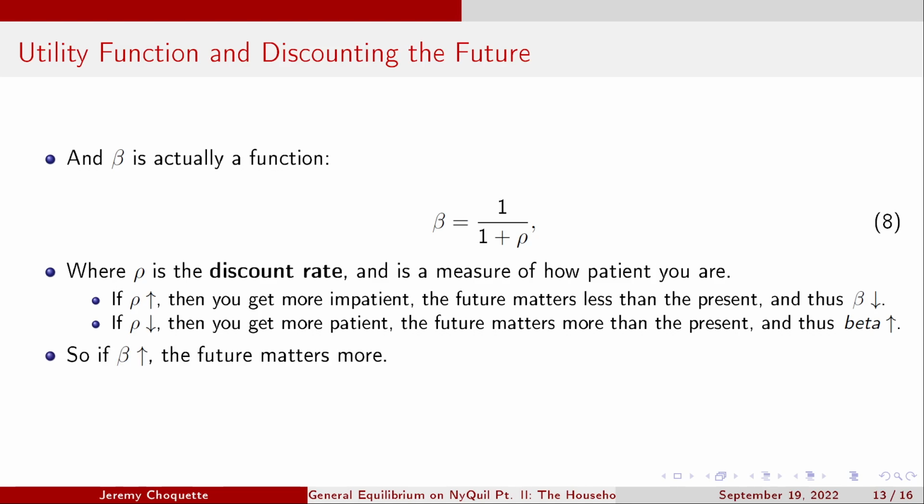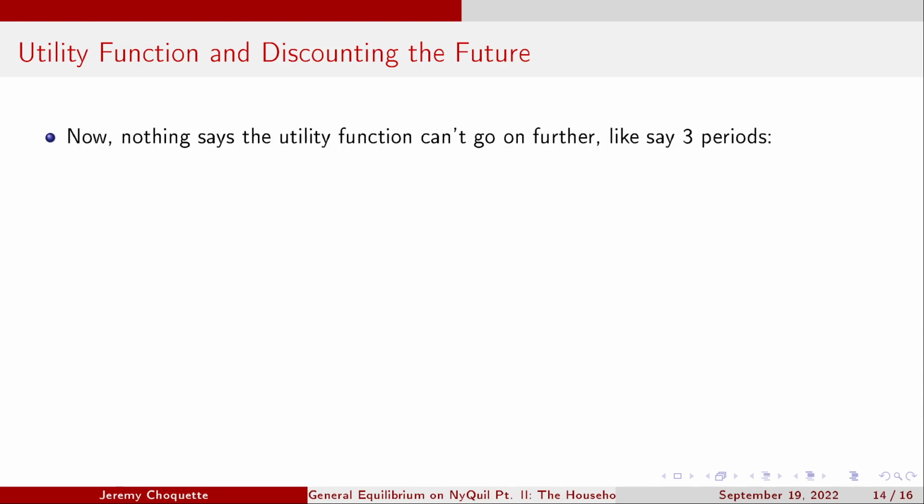So if beta increases, the future matters more. Now, I don't want to say necessarily the future matters more than the present because, well, it's always going to be discounted to at least as much as the present, but it's never going to be any more. But it becomes relatively more important than it was relative to a lower value of beta. So if beta increases, the future matters more. And if beta decreases, the future matters less.